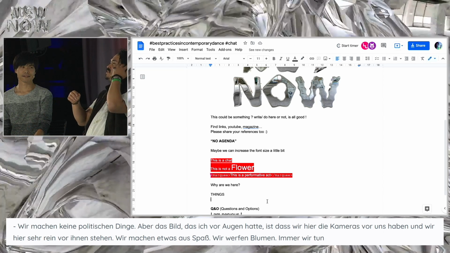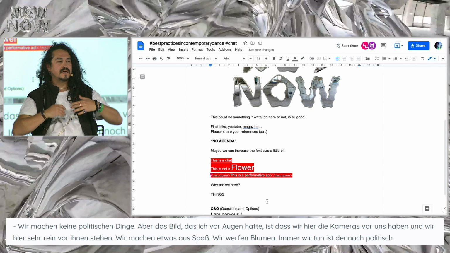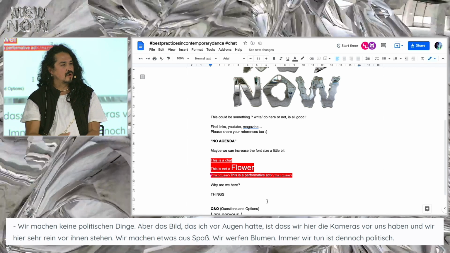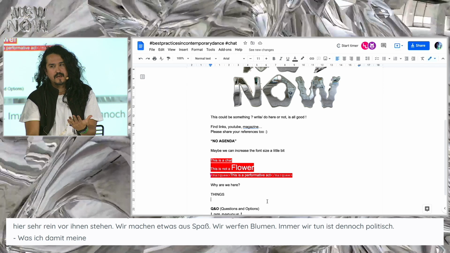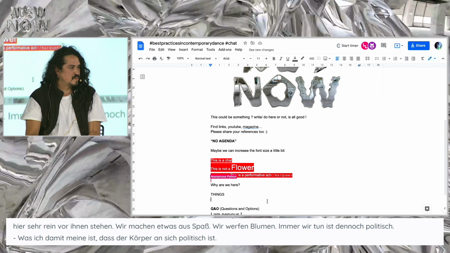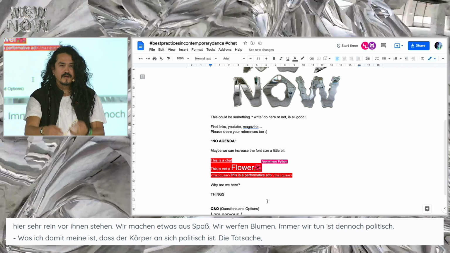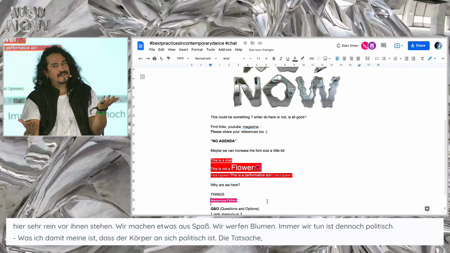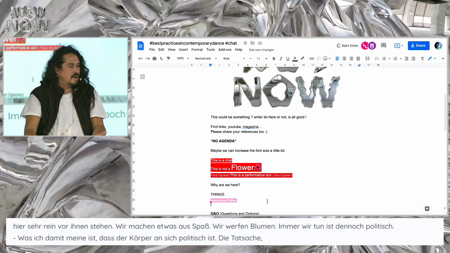Yeah, but that's what I mean with the body. Foucault expressed it a long time ago, the body's political. The fact that I am here is just political, and I don't want to underline that I'm from Colombia and so on. I don't want to go even there. So, it's just the body's political.